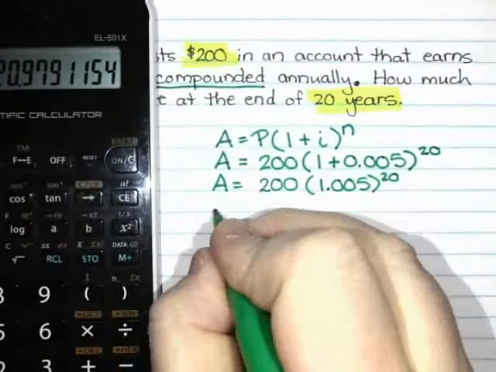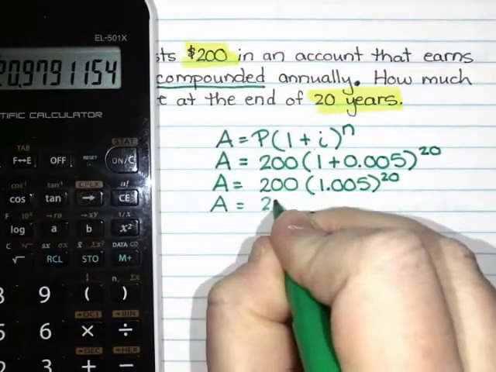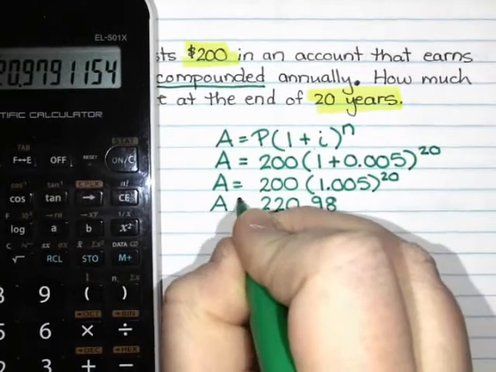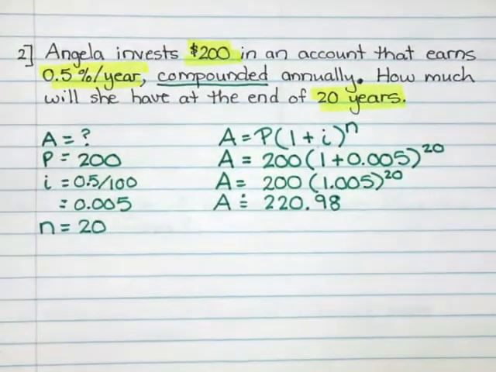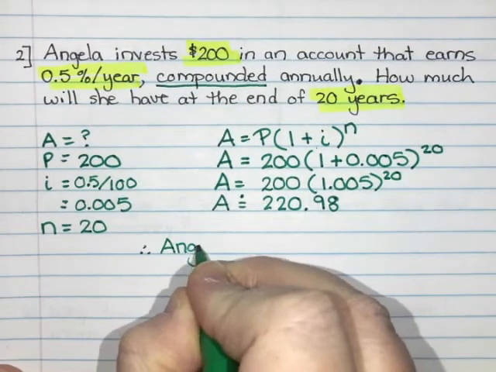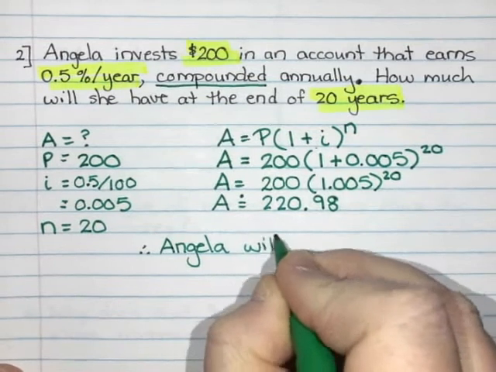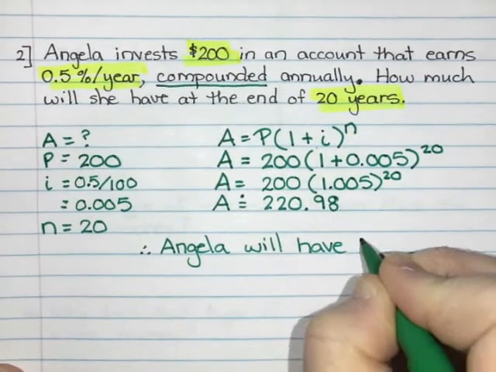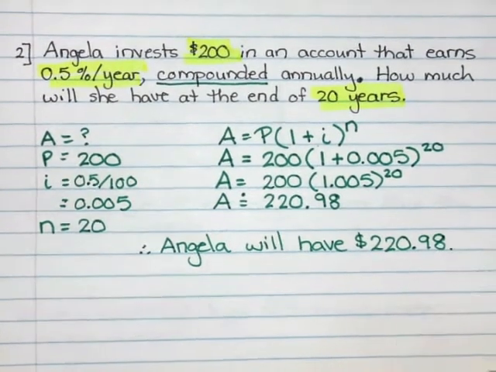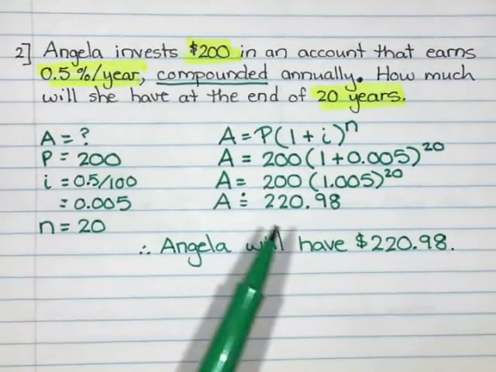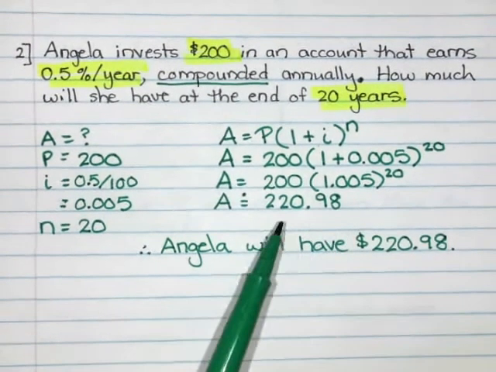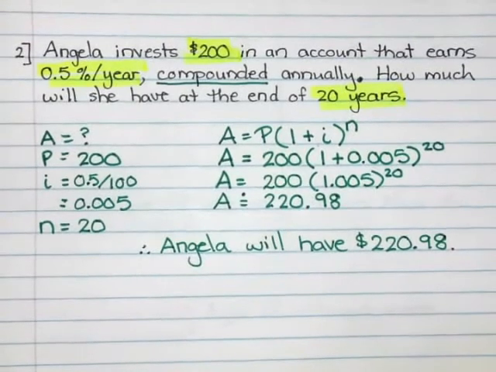So it is $220.98. I rounded that, so I'm going to put a little dot over the equal sign. So that means, therefore, Angela will have $220.98. Now, since she started with $200 and she now has $220.98, that means the difference is $20.98. She got $20.98 in interest.